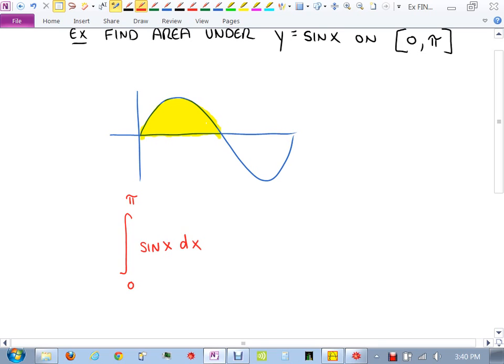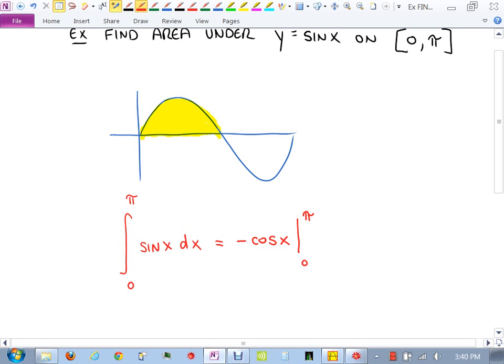Now, what does that mean? That should tell you right there, find the antiderivative. So what's the antiderivative of sine? Negative cosine. Good. Now, I put that little line at the end. I put 0 and pi here, don't I? That keeps track of everything.